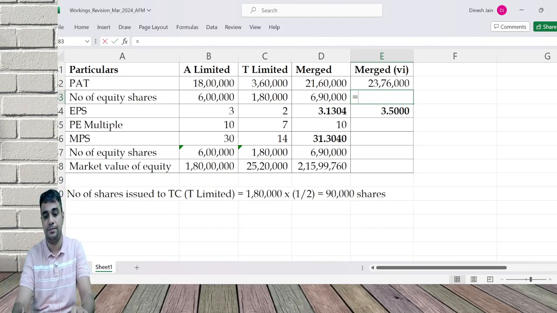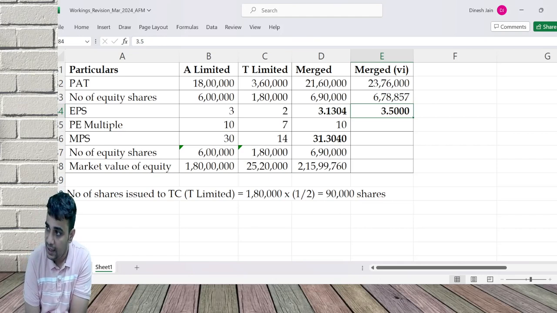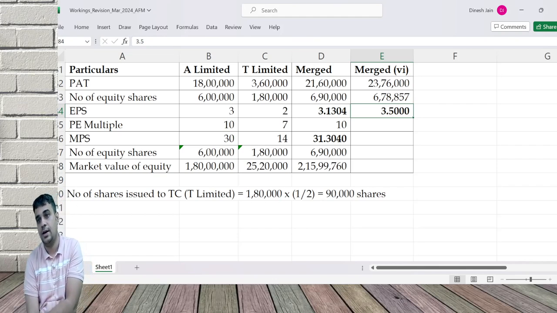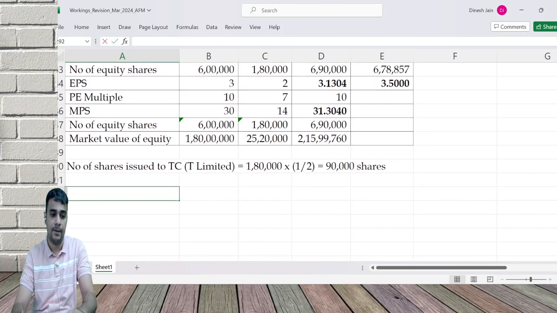So what is the number of equity shares? 6,78,857, which means 78,857 is what you are giving. 6 lakh is your original share. Extra 78,857 shares we are allotting. Any doubts on the extra allotment? Can I proceed? So right below, extra allotment: shares allotted, 678,857 minus 6 lakh.